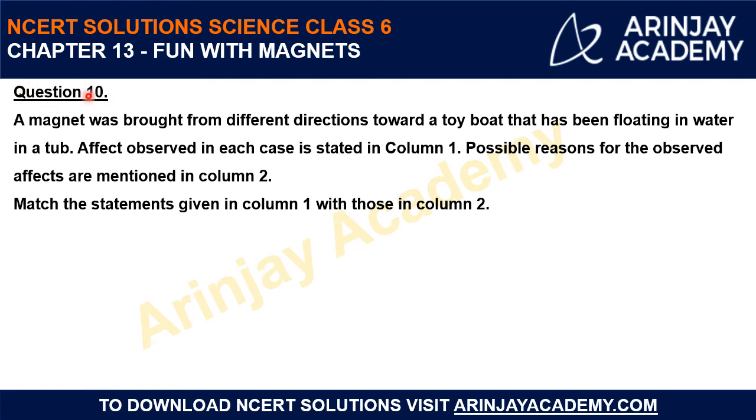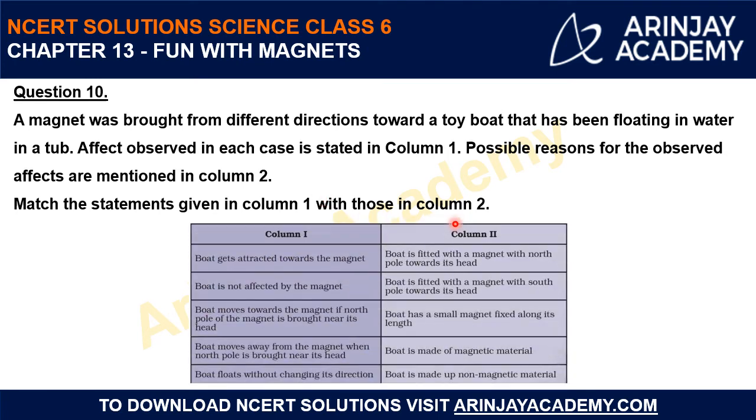So here comes question 10. A magnet was brought from different directions towards a toy boat that has been floating in water in a tub. The effect observed in each case is stated in column 1. Possible reasons for the observed effects are mentioned in column 2. Match the statements given in column 1 with those in column 2. So यहाँ पे एक table है, right? You can see it has two columns, column 1 and column 2.